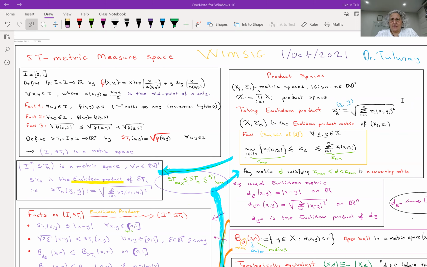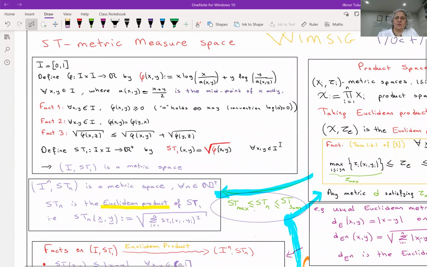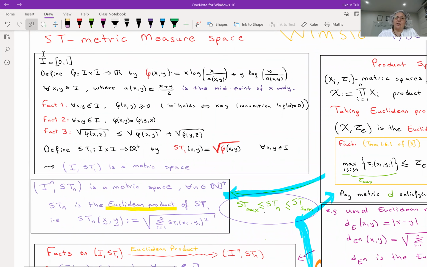2021 poster presentation. I am Ilknur Tulunay. I'm going to talk about the ST-metric measure spaces. Throughout this talk, I will be a unit interval.